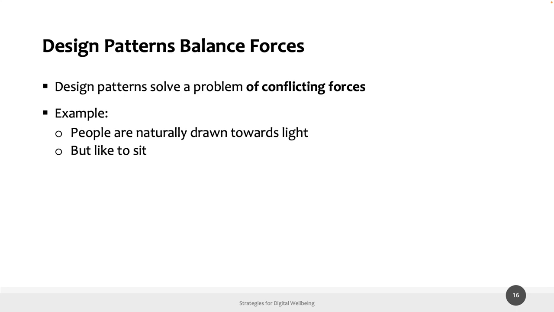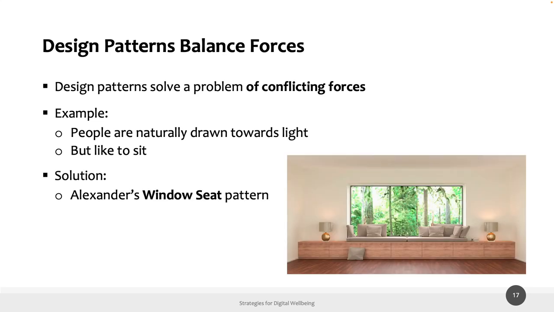window, I'm naturally drawn towards the window because there is light coming inside, but I would also like to sit, okay? It's probably an exaggeration, but there is this kind of conflicting force. So I would like to go towards the window, but at the same time, I would also like to sit. And so Alexander proposed the Alexander window seat pattern that is also implemented here in some ways. So a window near which there are some places to sit, like in this case.